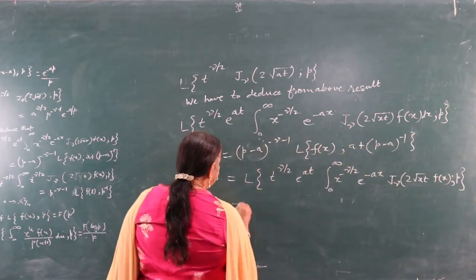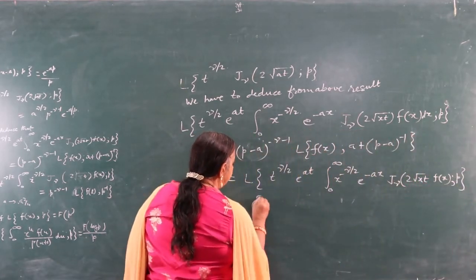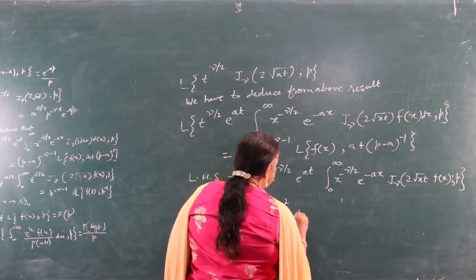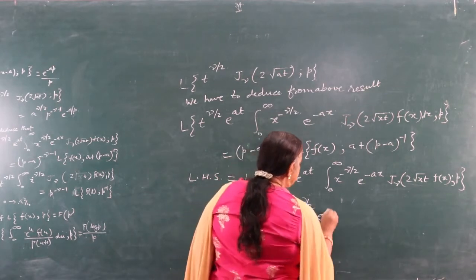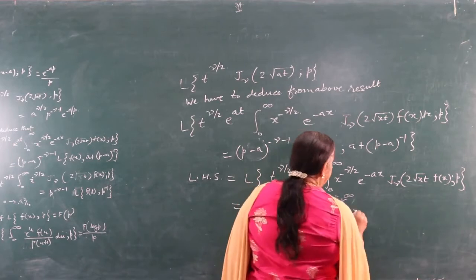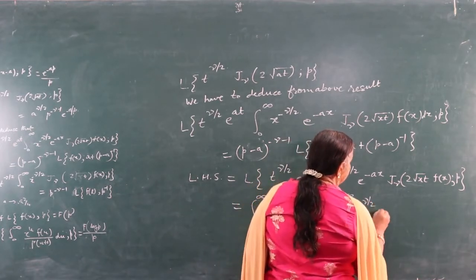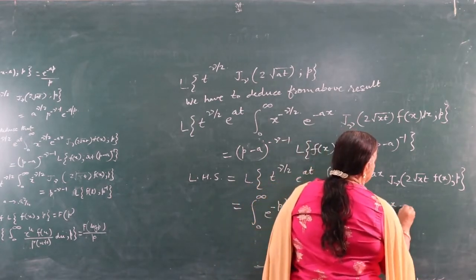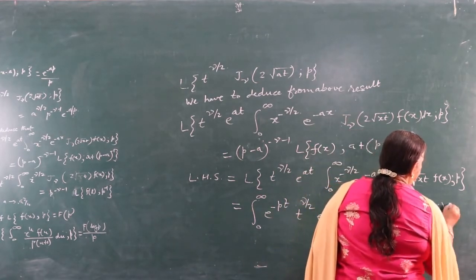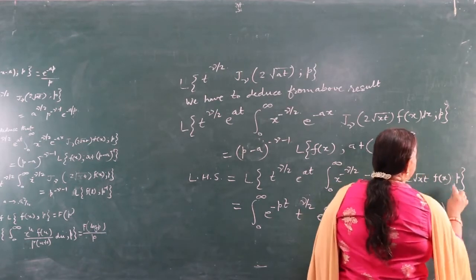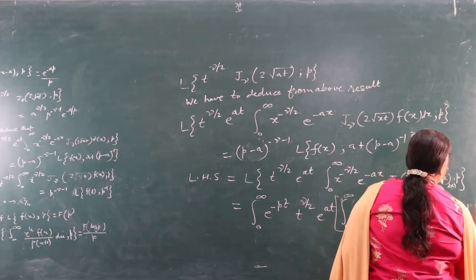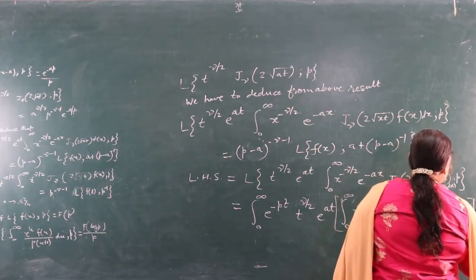So, the left hand side of this result is equal to, by definition, integral 0 to infinity e raised to minus pt t raised to power nu by 2 e raised to power at integral 0 to infinity x raised to power minus nu by 2 e raised to minus ax J nu 2 root xt f(x) dx dt.